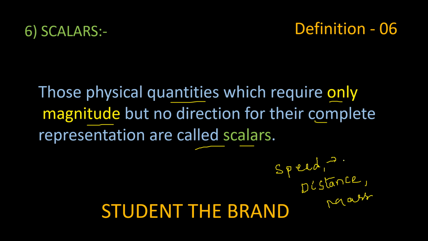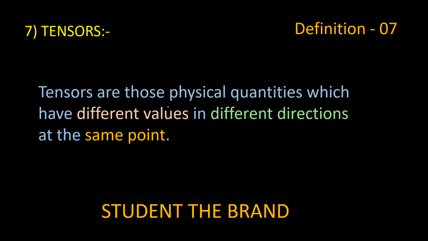Speed we can take 5 meter per second. Distance, if you consider, 6 meter. Mass, if you consider, 6 kg. So you can observe all these have only magnitude. Next, tensors. Tensors are those physical quantities which have different values in different directions at the same point. So at the same point, different values in different directions.